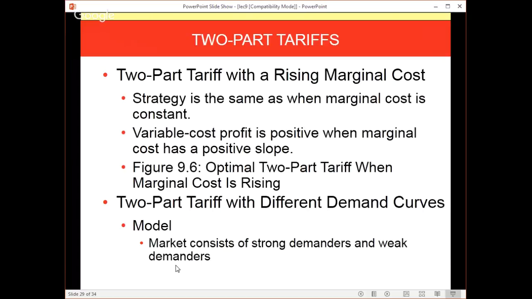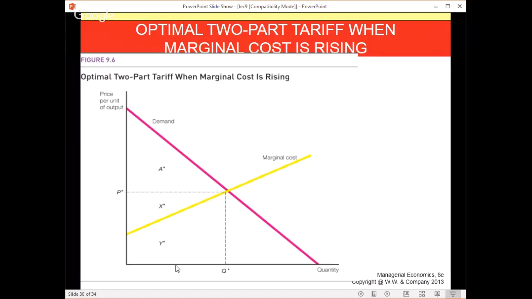And I can do the same thing with different demand curves, which we'll get into in a little bit. But here with the upward sloping marginal cost curve, it's the same thing. I charge a price of P, where price equals marginal cost, where it intersects the demand curve, and I still charge a cover charge or a membership fee or whatever it might be of consumer surplus A star. Questions? Does that make sense?